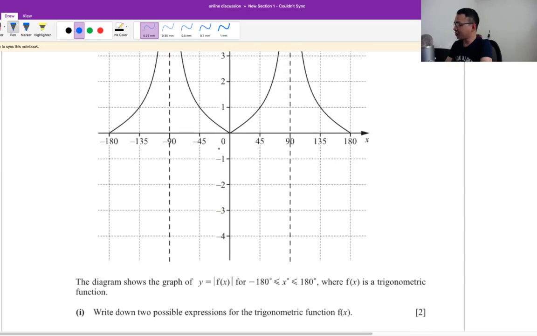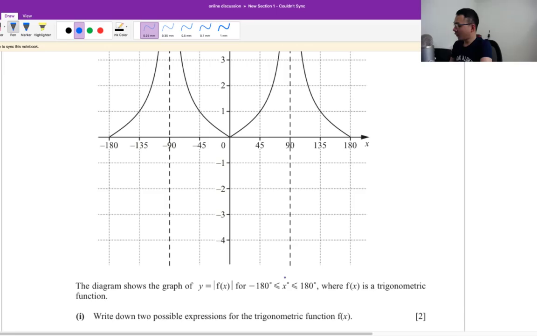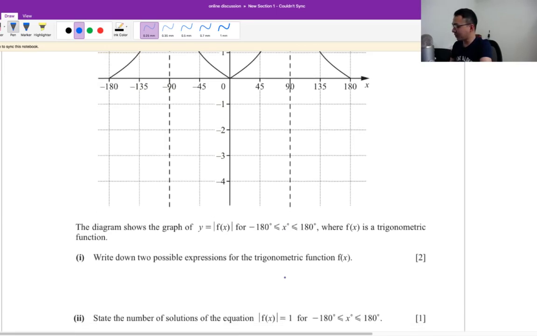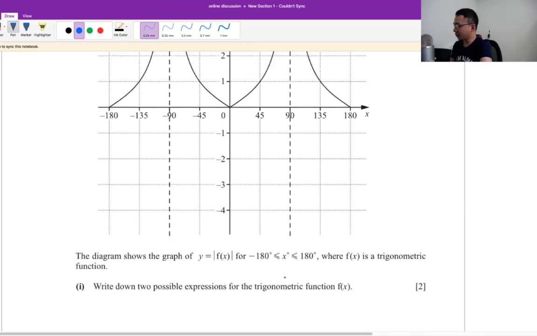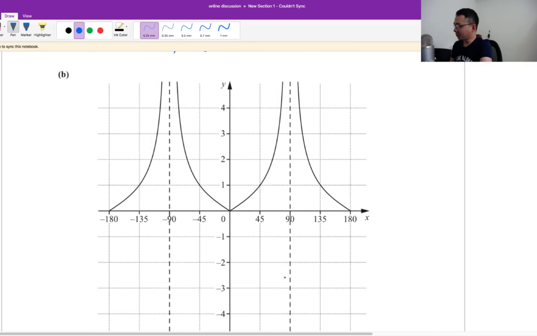Okay, the diagram shows y equals the modulus of f(x) for x from negative 180 to 180, where f(x) is a trigonometric function. Write down two possible expressions for the trigonometric function. So the first thing is this modulus, and then you see you have these lines we call asymptotes. When you see asymptote lines, the first thing you know is that this is a tangent.